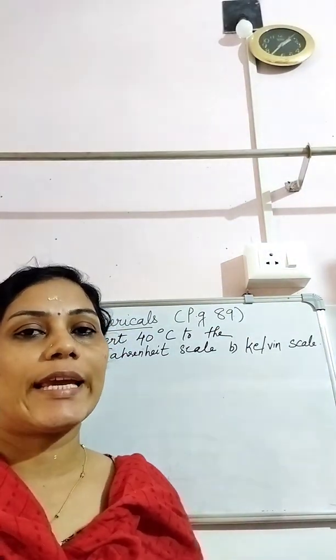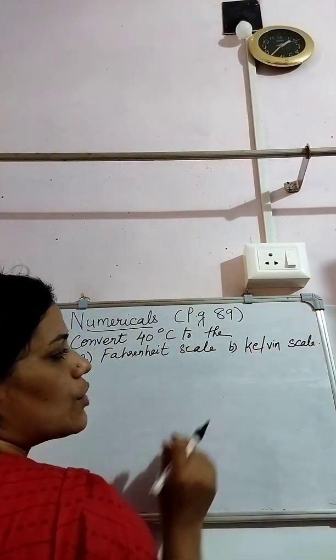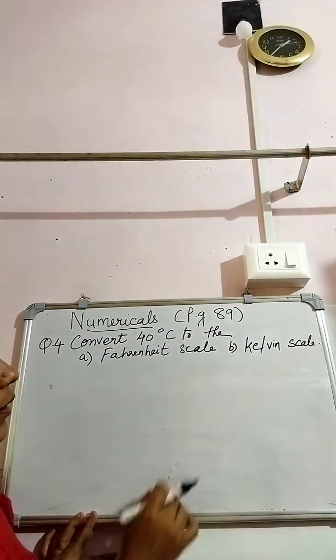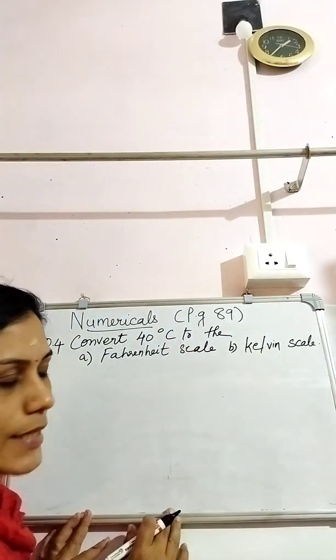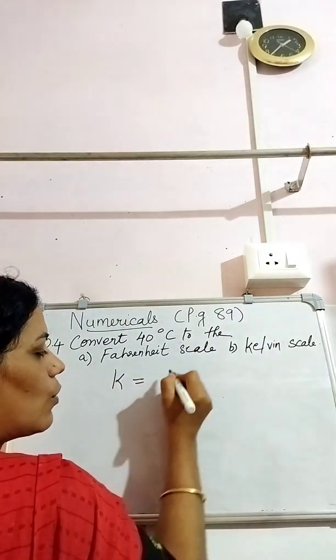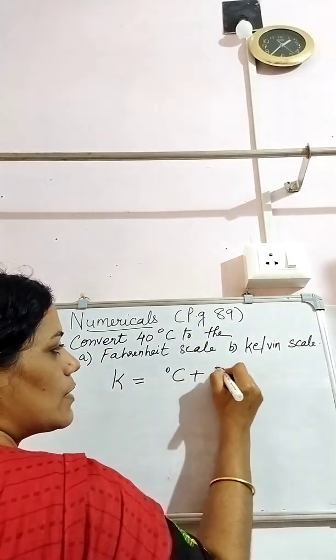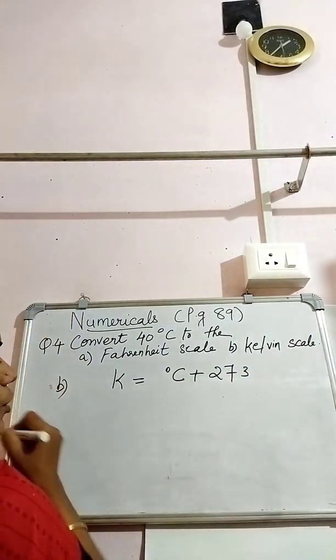Now, let us do the second part of this question. That is, you have to convert 40 degrees Celsius to the Kelvin scale. Now, for this, you should know the relationship between the degree Celsius and Kelvin scale. Now, the formula which we are going to use here is Kelvin scale is equal to degree Celsius plus 273. This is the formula. So, this is the second part of the question.